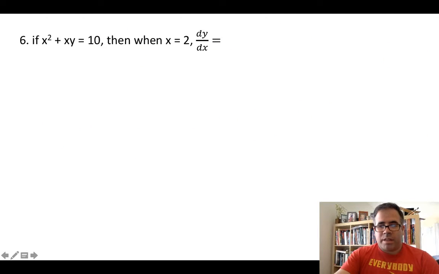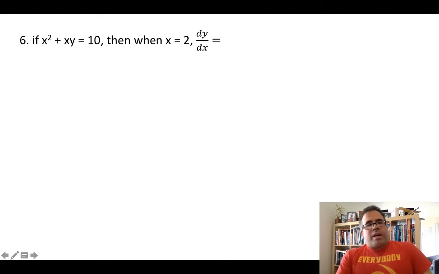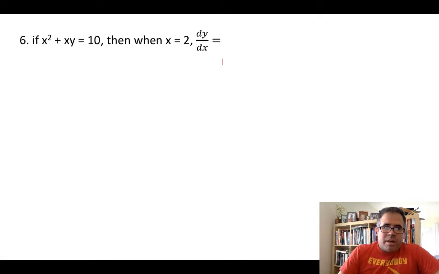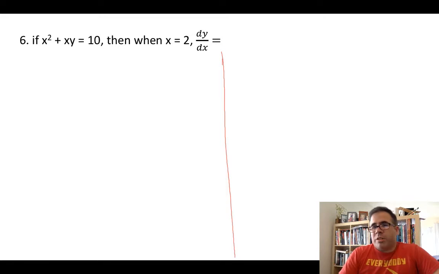All right. Now, we have an implicit, well, we have another function here. If x squared plus xy equals 10, then when x equals 2, what is dy/dx? Now, there's two ways of going about this. One is to take the derivative implicitly and plug some stuff in. And the other one is to do some algebra first. Generally, you're going to have to do some algebra with these. The question is whether you want to do it before you take the derivative or after. Since this is a demonstration, I'm going to show you both ways.